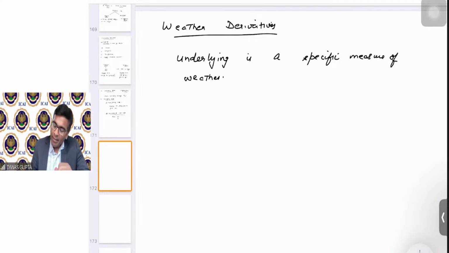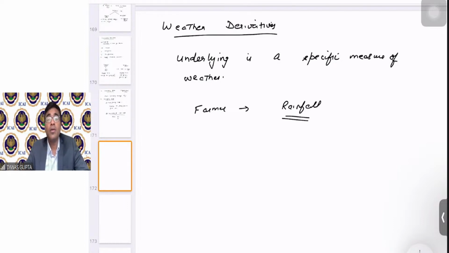Now, let's take an example of, again, a farmer, because farming is definitely dependent on the monsoon, a proper rainfall. So what happens if a farmer's farming is dependent on rainfall? This farmer would say, okay, I take rainfall as the underlying.